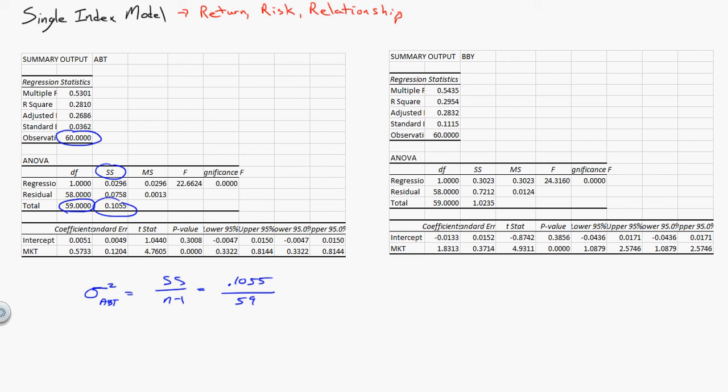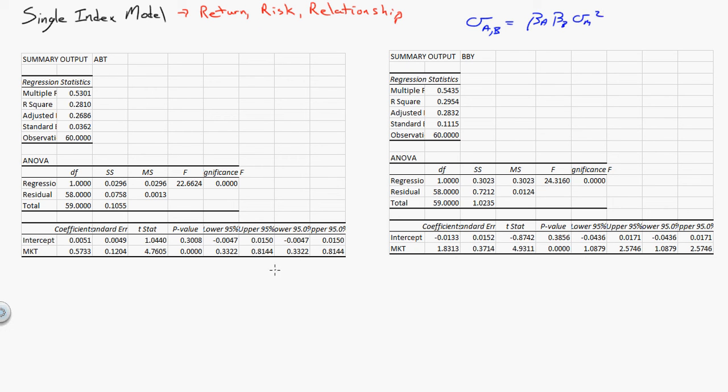Okay, what about, I need the variance for the market, right? Because if I want to find the covariance between Best Buy and Abbott, so the covariance between Best Buy and Abbott is the beta of Abbott, the beta of Best Buy, times the variance of the market. Well, what do I know? I know the variance of the individual stock, call it Abbott, is equal to the beta of Abbott squared times the variance of the market plus the variance of the error term, or the residual term. So when I solve for the variance of the market, it is equal to the variance of Abbott minus the residual, or the idiosyncratic portion of it, divided by beta squared for Abbott.